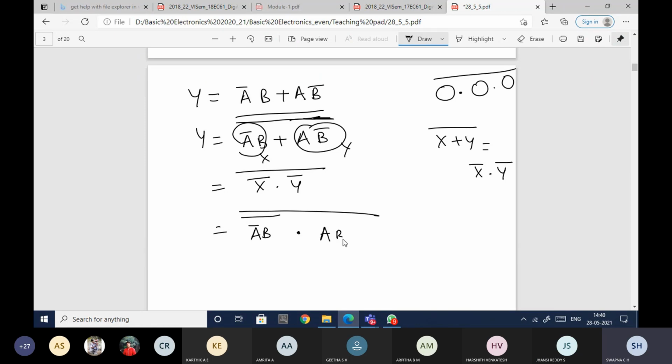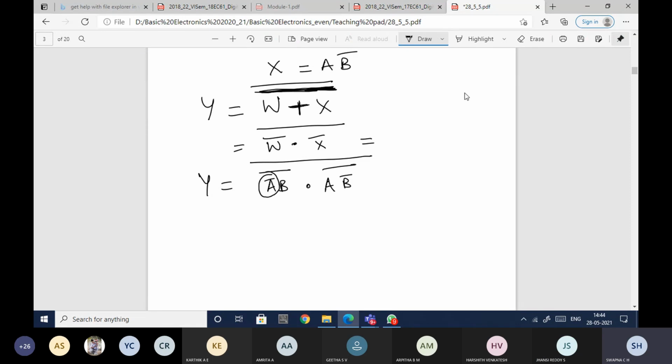A B bar. A bar can be implemented using NOR gate. Sorry, NAND gate. Will you be able to implement A bar using NAND gate? Yes, right. Give A as both inputs to your NAND gate so that you get A bar. So this can be implemented. Next, I have A bar dot, and one more term, and whole bar.